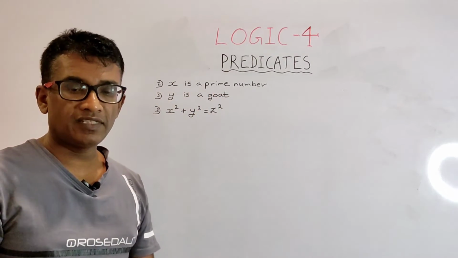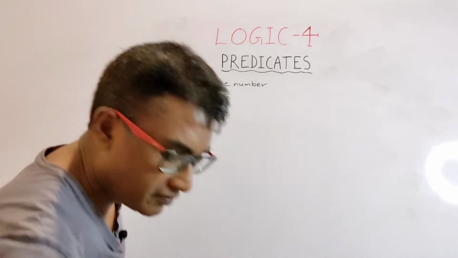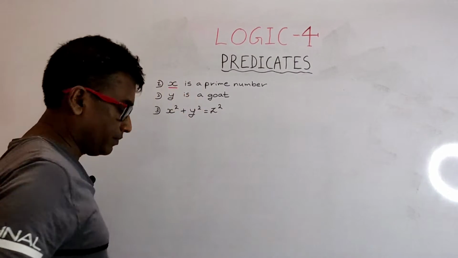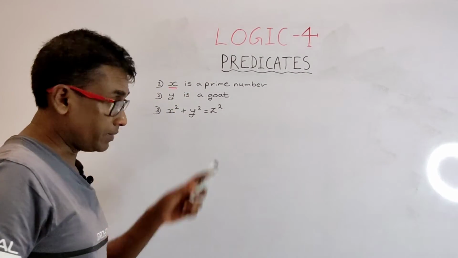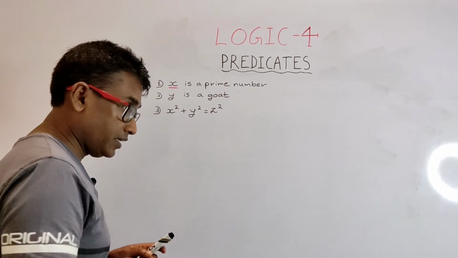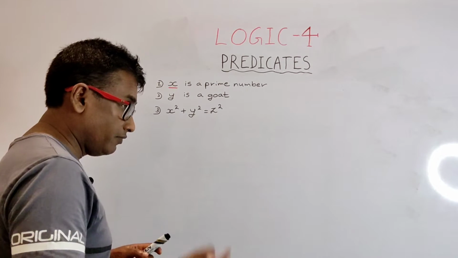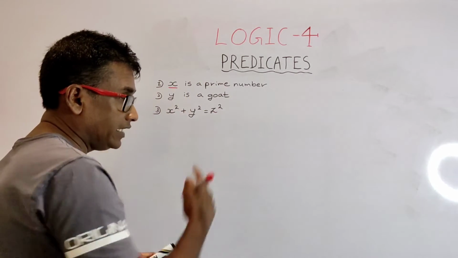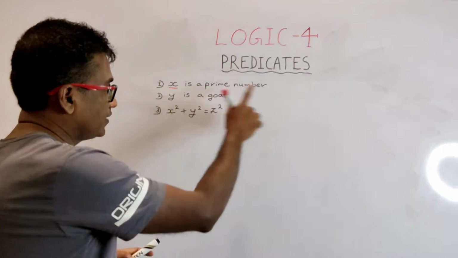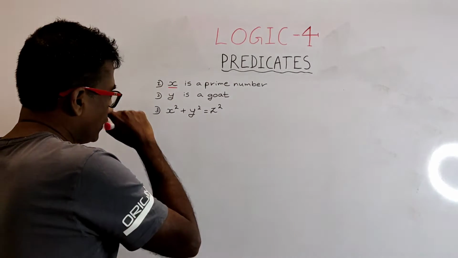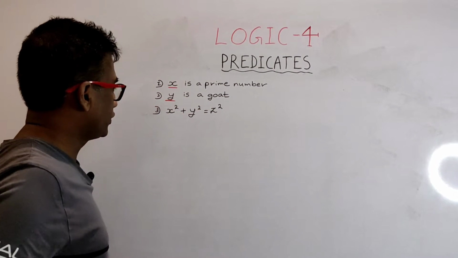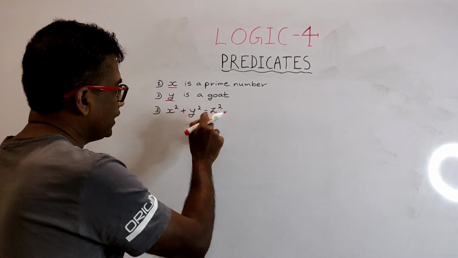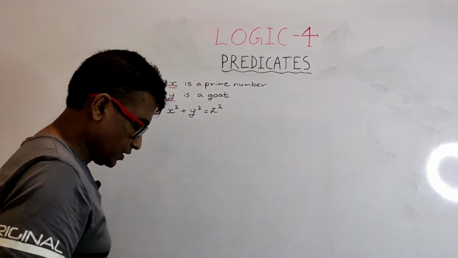Look at these three statements. The first one says x is a prime number. We know that a prime number is a positive integer greater than 1, which is only divisible by the number 1 and that integer itself. So, x is a prime number. The second one says y is a goat. The third one says x squared plus y squared is equal to z squared.